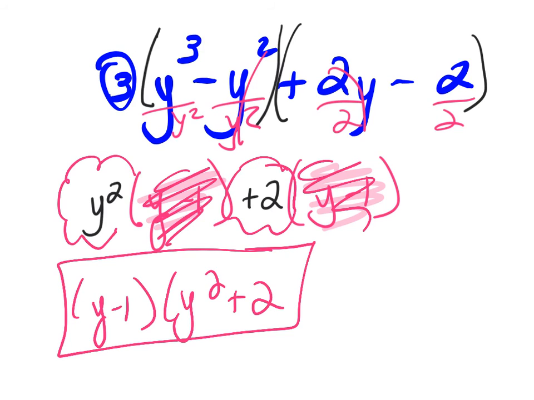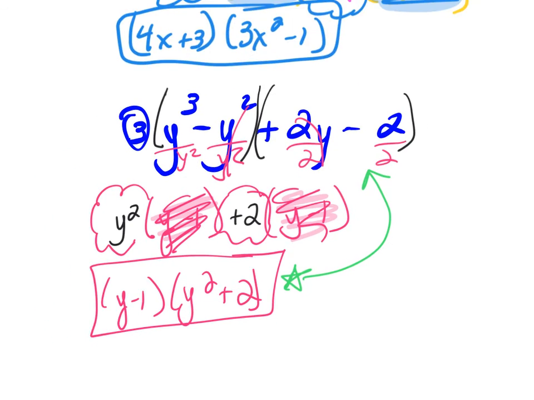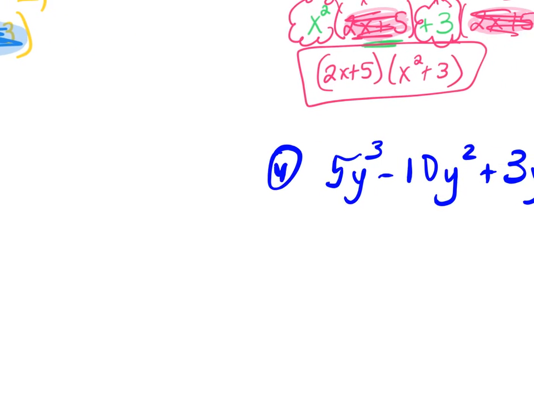Perfect. Now, some of you ask me, how do you know? Like, how can I check? From this point right here, I could FOIL this out, and if I FOIL it out, I will get my original problem. So you can always check these. You can always FOIL it back out and see if you get the original. If you don't, then you did something wrong. But it's a good thing to do as you go through.